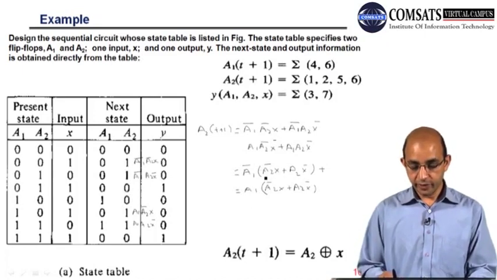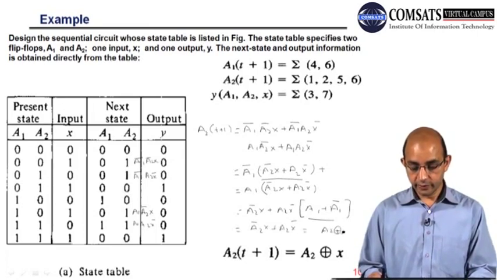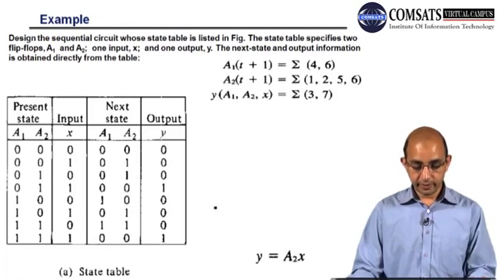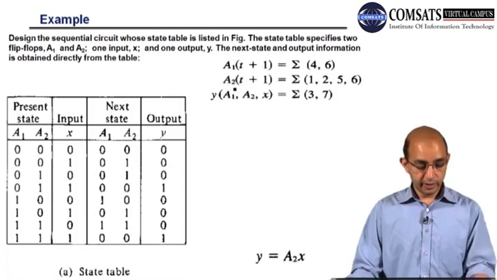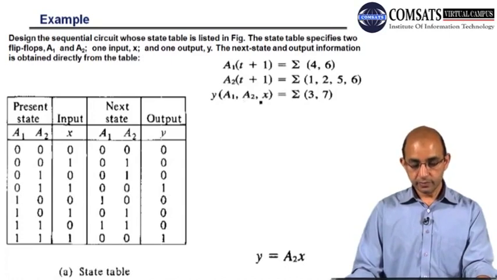So what I can do, we have this common, so A2 bar X plus A2 X bar, into A1 plus A1 bar. So this is 1, so we will have A2 bar X plus A2 X bar. This is equal to A2 XORed with X, right? Similarly, we can have the expression for Y. So Y is a function of A1, A2, because this is the output. Here you can see that A2 is dependent on the present state and the input, but for Y we have represented it separately because this is the output. So you can see we have A1, A2, and X.